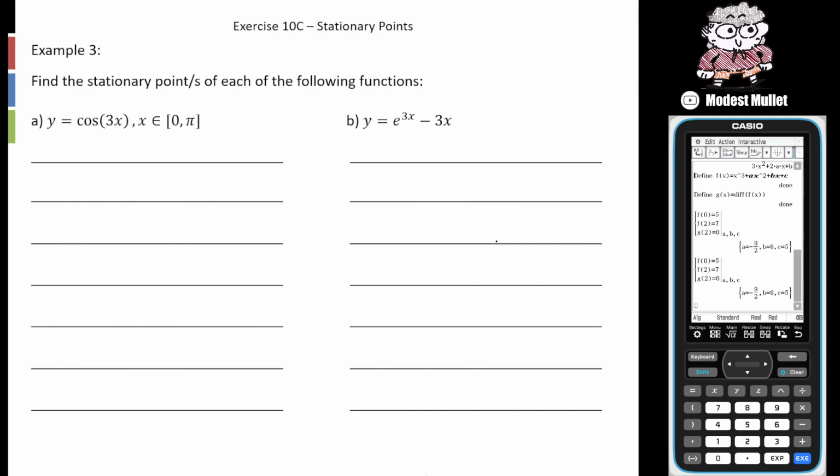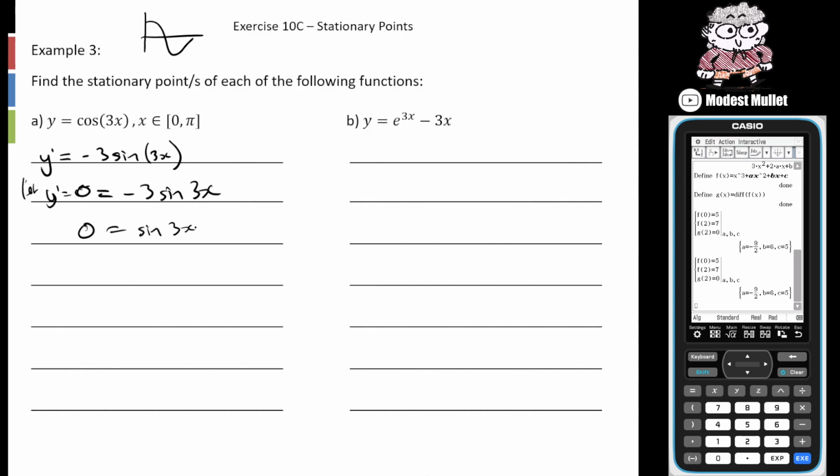Okay, find the stationary points of each of the following functions. The same thing, find the derivative, let the derivative equal 0. So y dash is equal to the derivative of cos. Now cos looks like that, so that is negative 3 sine 3x. Okay, is the derivative. Let y dash equal 0, so we get negative 3 sine 3x equals 0. Divide both sides by negative 3 to bring that across, so we get 0 is equal to sine 3x.